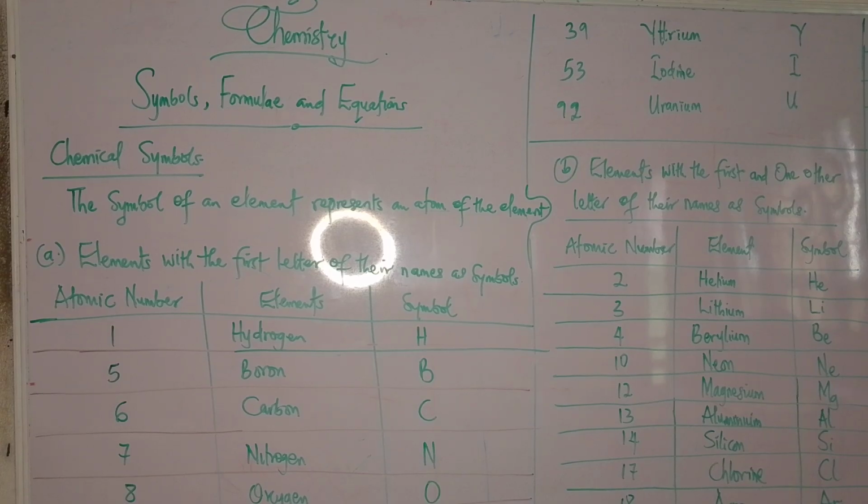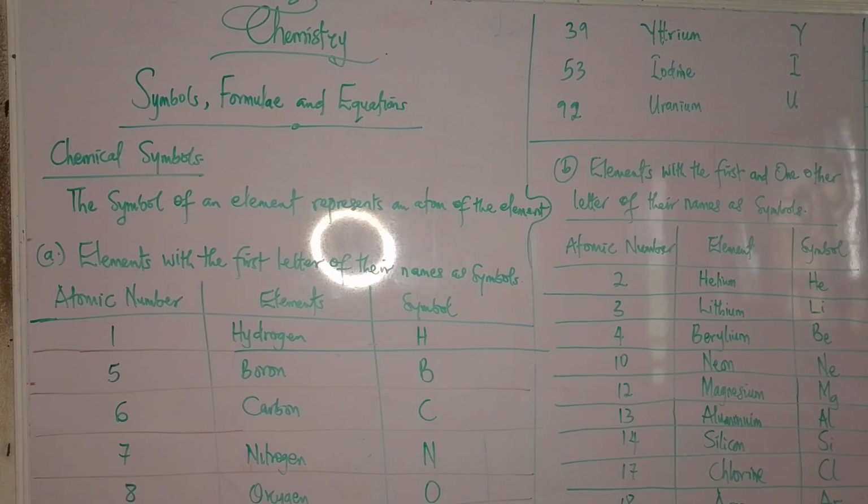Now, we are going to take them in batches. The first batch is elements with the first letter of their names as symbol. We have the atomic number, the element, and the symbol. Atomic number 1 is the element hydrogen, with capital letter H. Number 5, boron, B; 6, carbon, C; 7, nitrogen, N; 8, oxygen, O; fluorine, number 9.